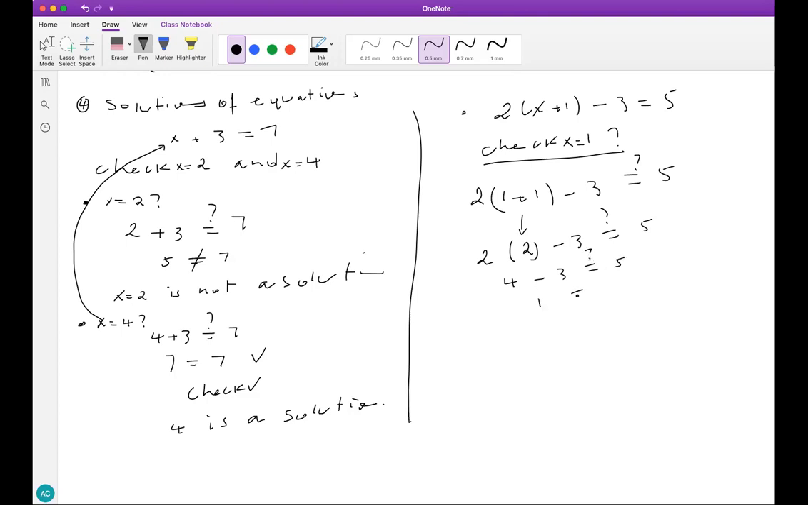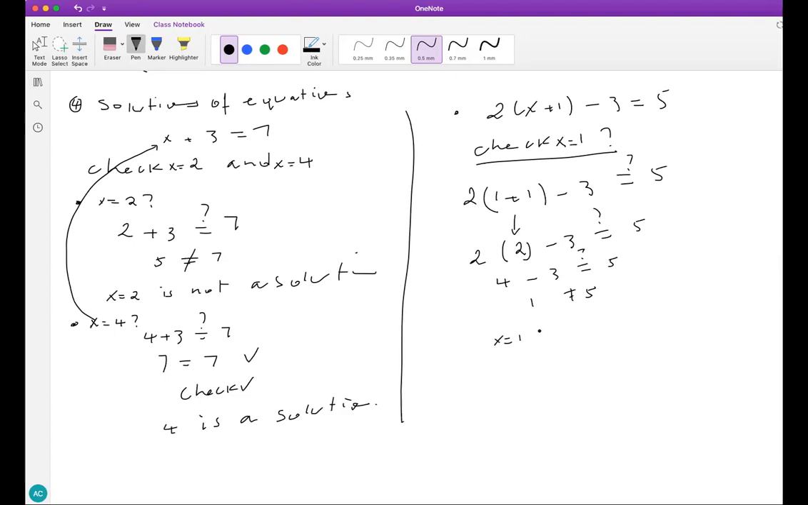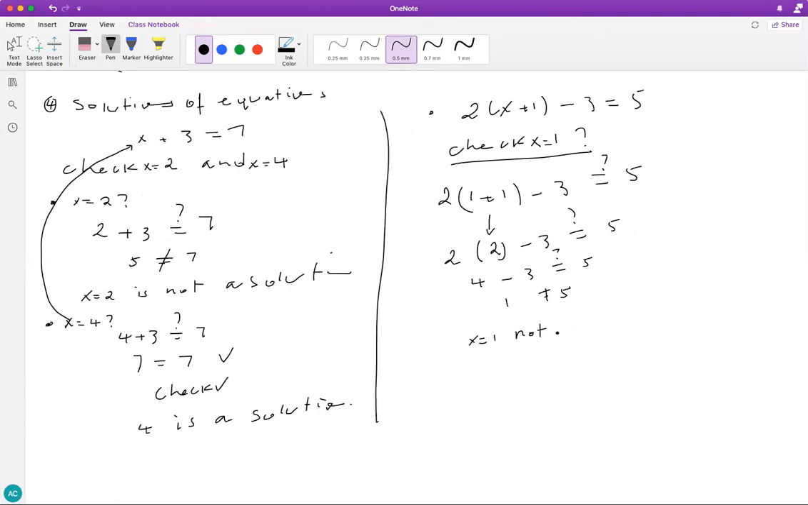Obviously not. This is 1. It's not equal to 5. Is 1 a solution to the equation? No. That's it. So that's basically how you check for solutions of equations. We're not solving them, we're just checking for solutions. In another class, we're going to learn in detail how to solve equations. So x = 1 is not a solution.